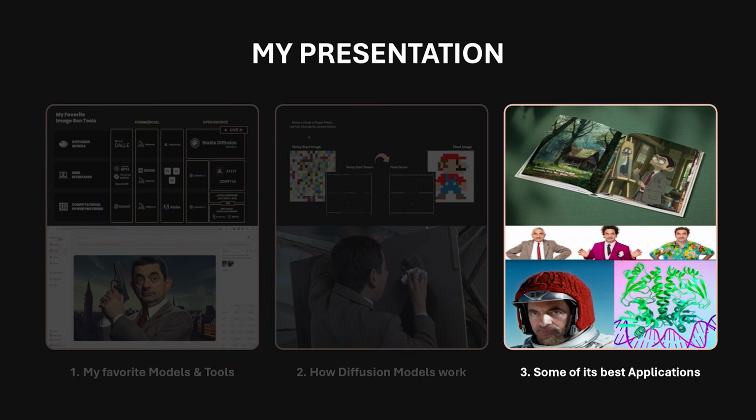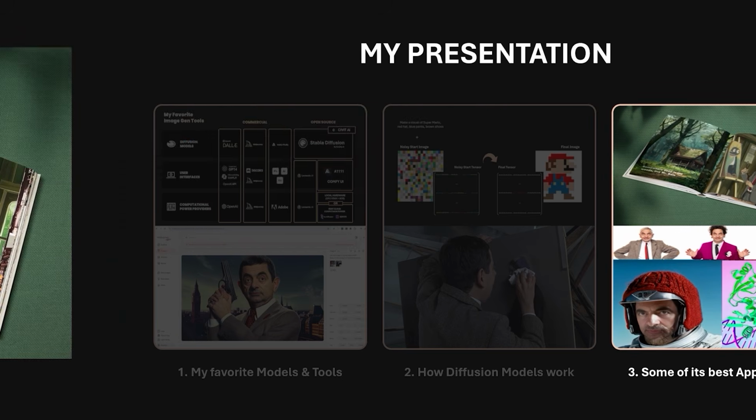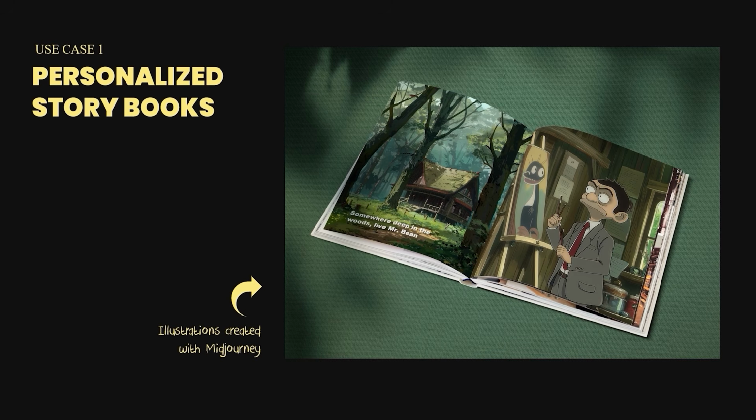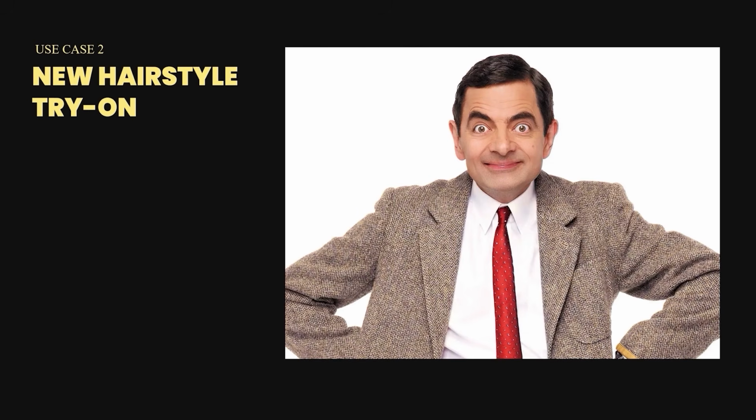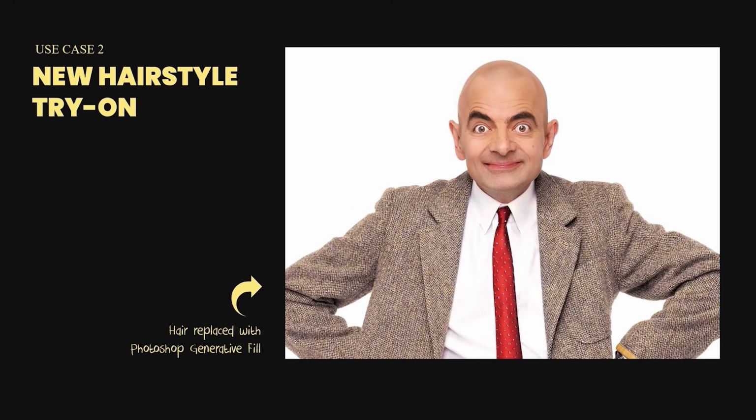This brings us to the final part of my presentation, where we will have a quick look at a couple of practical use cases where the power of diffusion models can be tremendously useful. Use case 1. Quickly create a personalized illustrated storybook, which you can use to explain to your kids, for example, how diffusion models work. Use case 2. Quickly try new hairstyles like bald, curly, slick, blonde, or with a beautiful moustache.